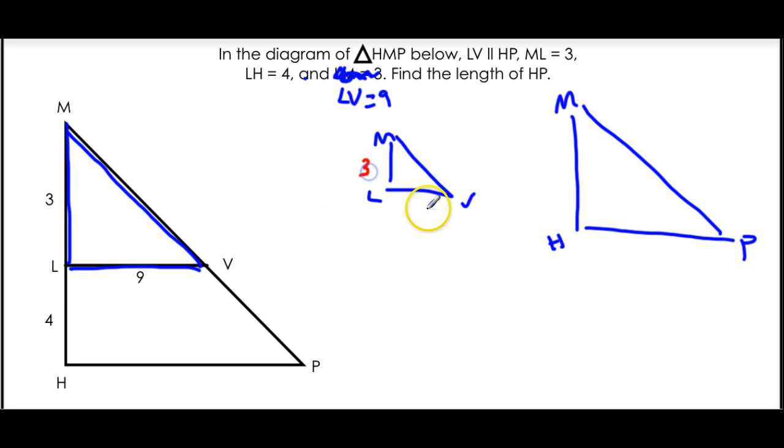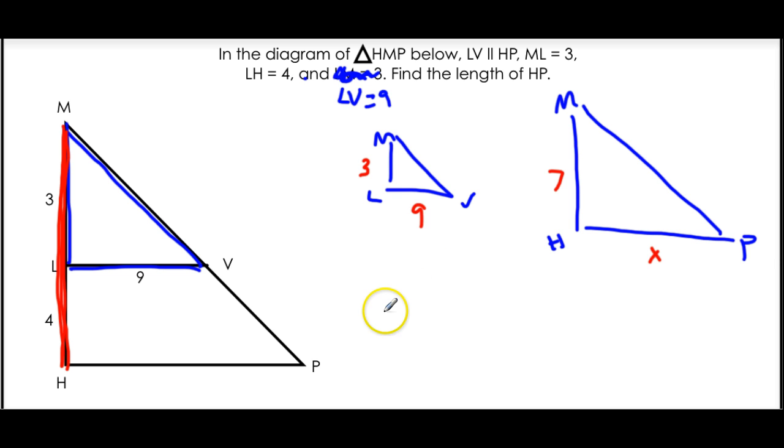So I know ML is 3 and LV is 9. I know MH is this whole length. I'm not going to just write 4 because it isn't 4. It's 4 plus 3. The whole length is 7. And HP, well, we don't know that, so we're going to just put an X there. That's the main key here. This is why people are going to get it wrong. Remember, if you want to know the whole length, you have to add 3 plus 4.